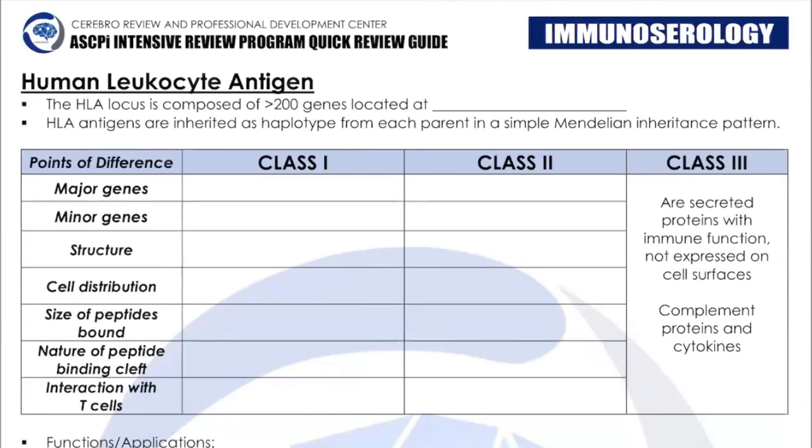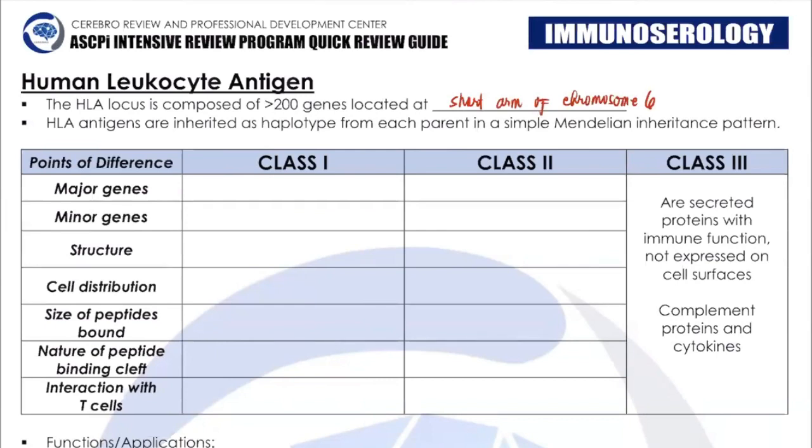Okay, so we now have the human leukocyte antigen, otherwise known as the major histocompatibility complex. The set of genes responsible for the expression of these antigens is located in the short arm of chromosome 6. And these HLA antigens are inherited as haplotypes from each parent in a simple Mendelian inheritance pattern.